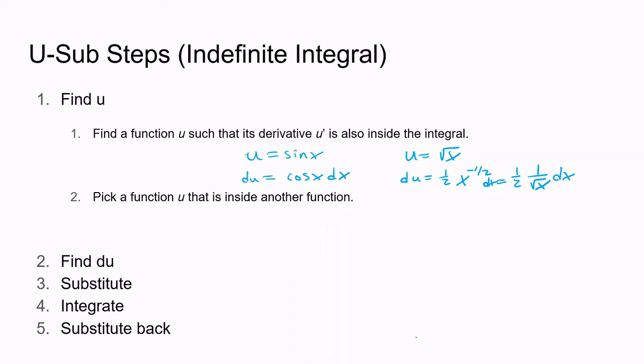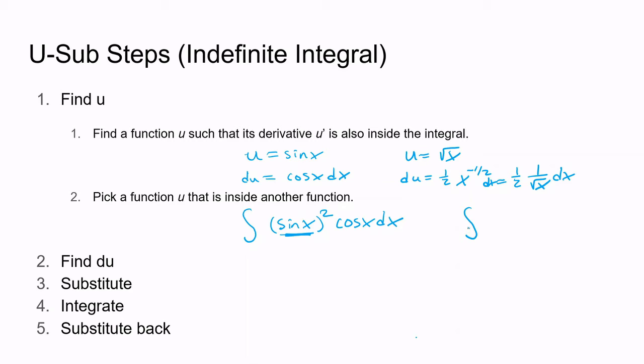Another thing is to just look at your integral and pick whatever function is inside another function. So we might have something like sine x all being squared times cos x dx, and you might look at that immediately and say, oh, well, sine x is inside, that means that should be my u. And it just so happens that the derivative of sine is cosine, and that's also inside the integral. So lots of options here.